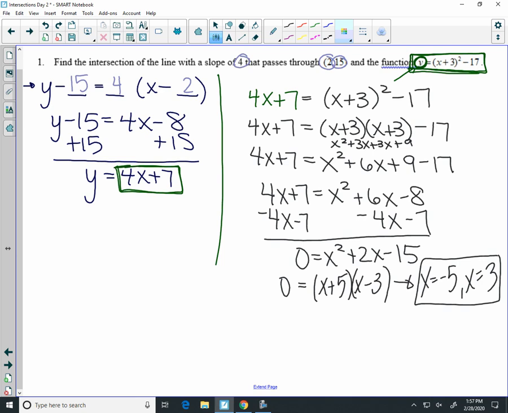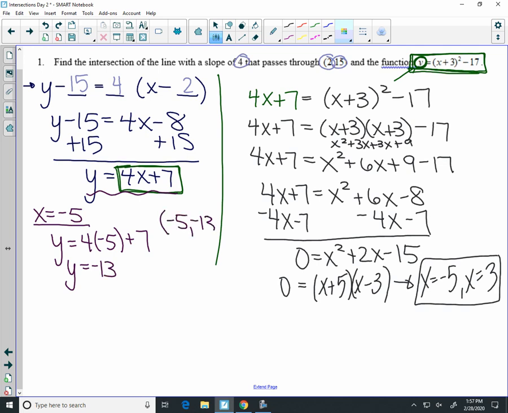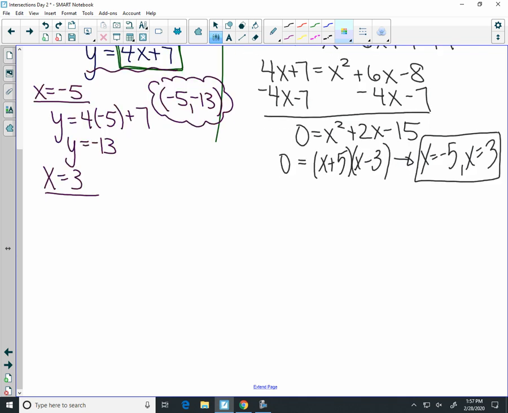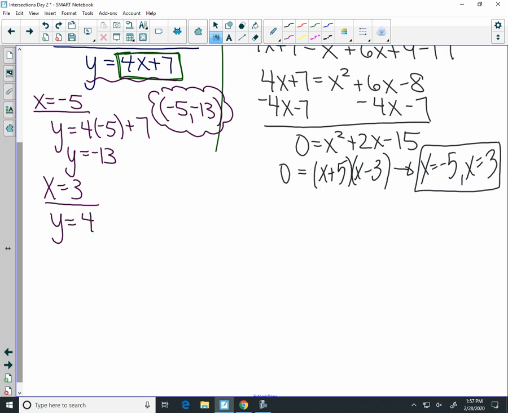So I'm going to plug in my -5 to this equation. So that's -20 plus 7. That's going to give me -13. We have our x and our y there. There's one of our ordered pairs. And I need to do the same thing with a +3. So I'm plugging into 4 times. So that is 19.